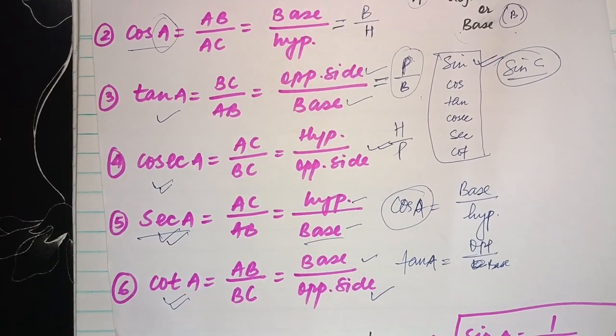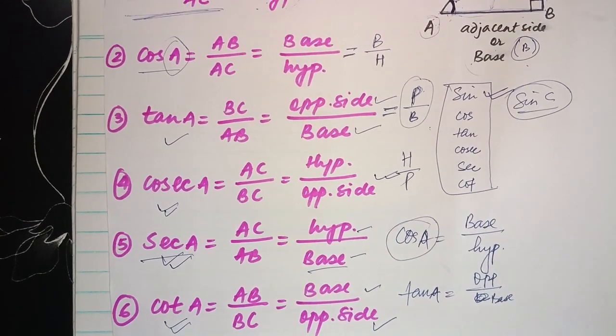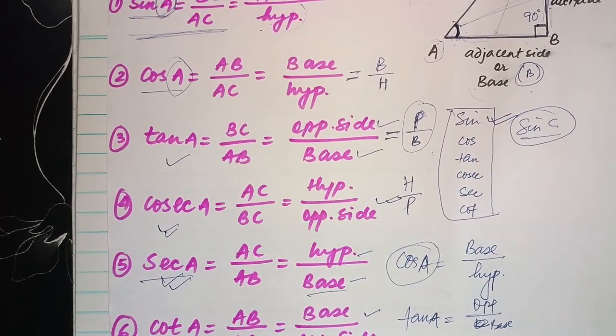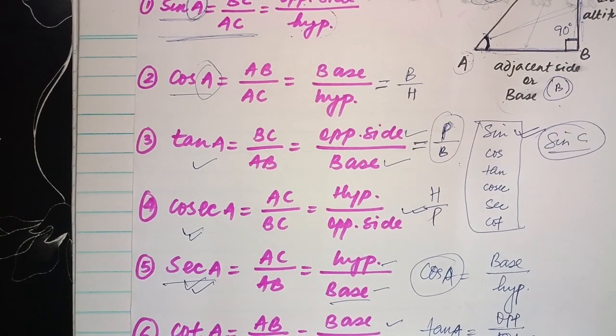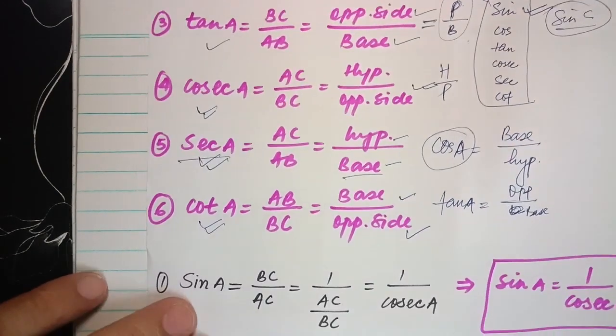So in this way, I have told you the 6 trigonometric ratios which are very important, and you have to know them, otherwise you will find it very difficult to solve problems. These are the 6 basic trigonometric ratios. You need to master them. Don't just memorize, understand them, so that things will become easy in your coming classes.